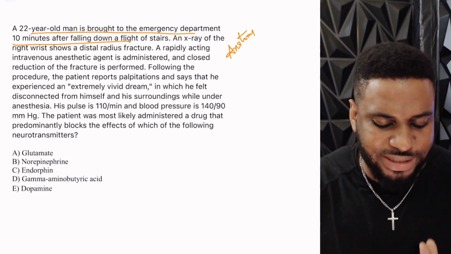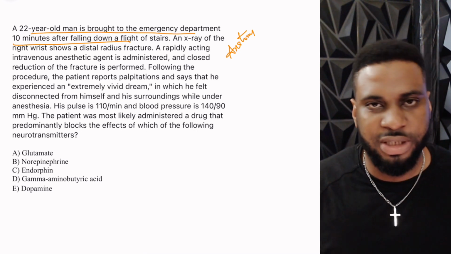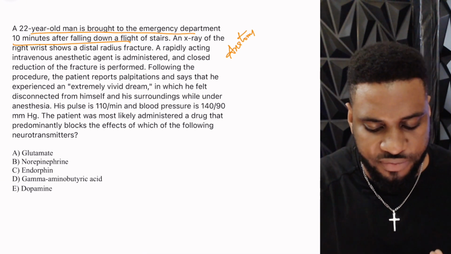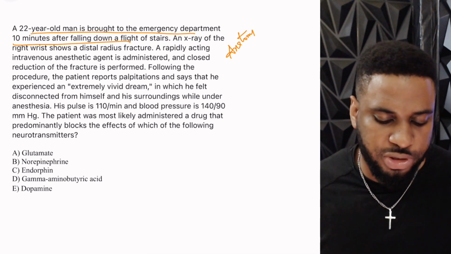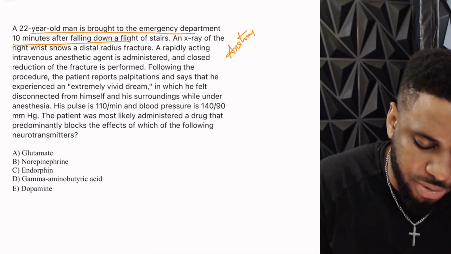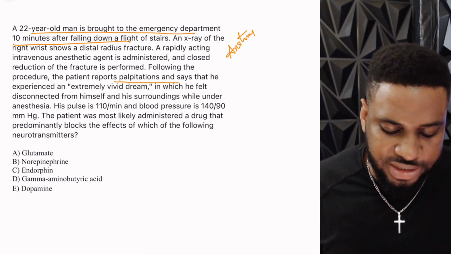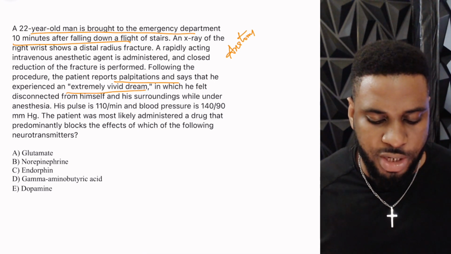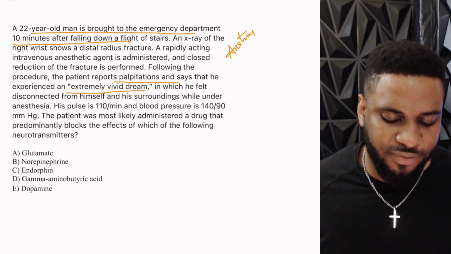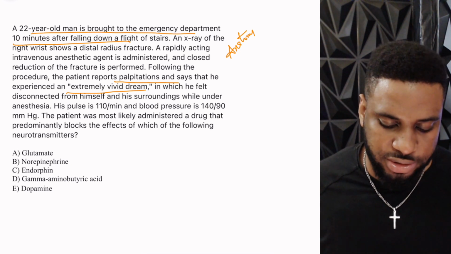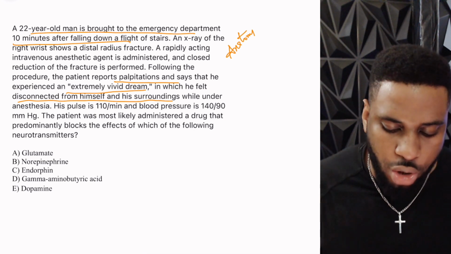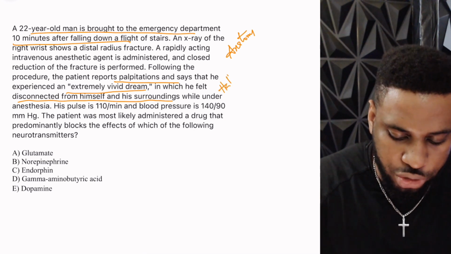A rapidly acting IV anesthetic agent is administered. Okay, they gave him an anesthetic agent and closed reduction of the fracture is performed. Following the procedure, the patient reports palpitations and says that he experienced an extremely vivid dream in which he felt disconnected from himself and his surroundings. So if he felt disconnected from himself and his surroundings, what do we call that? I hope you said hallucination.